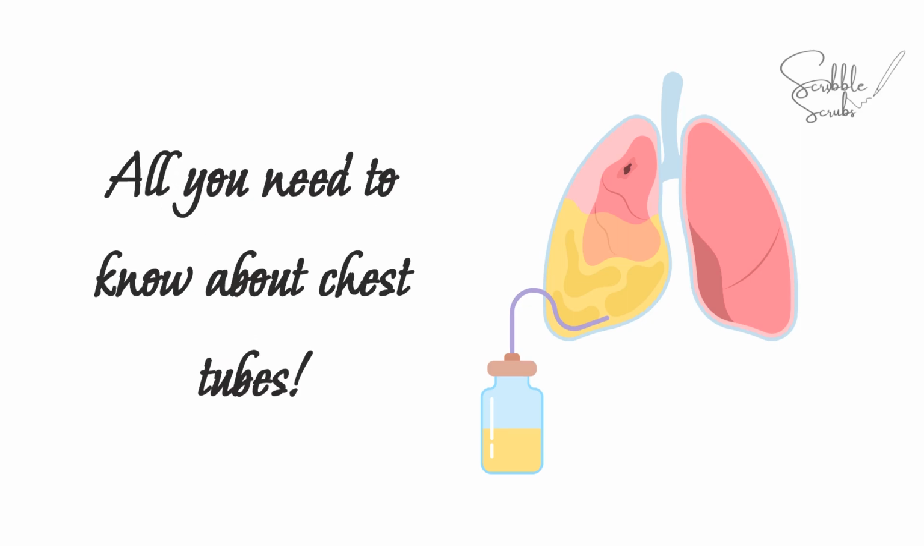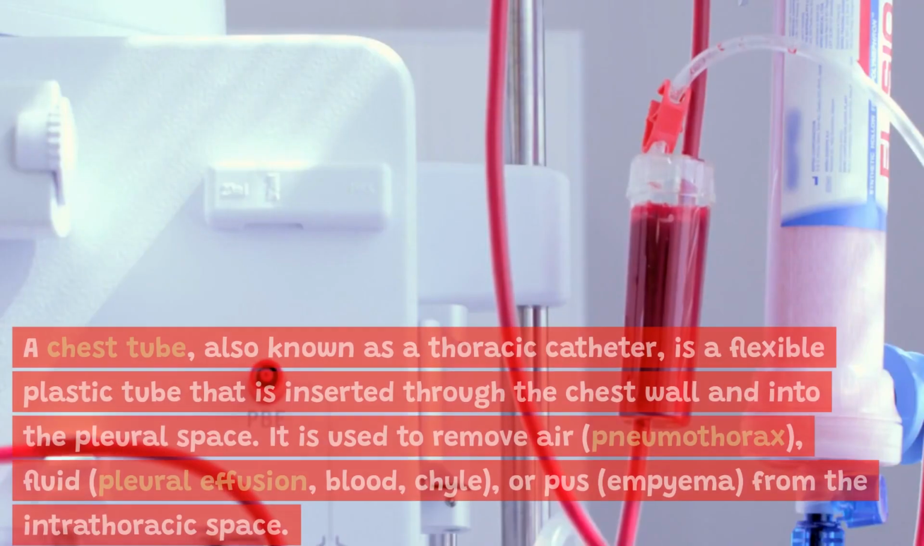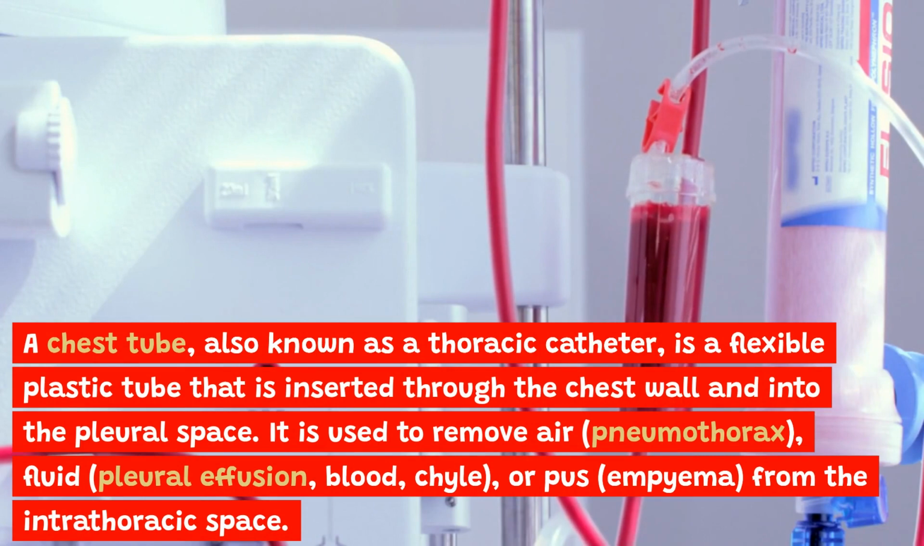All you need to know about chest tubes. A chest tube, also known as a thoracic catheter, is a flexible plastic tube that is inserted through the chest wall and into the pleural space. It is used to remove air (pneumothorax), fluid (pleural effusion), blood, chyle, or pus (empyema) from the intrathoracic space.